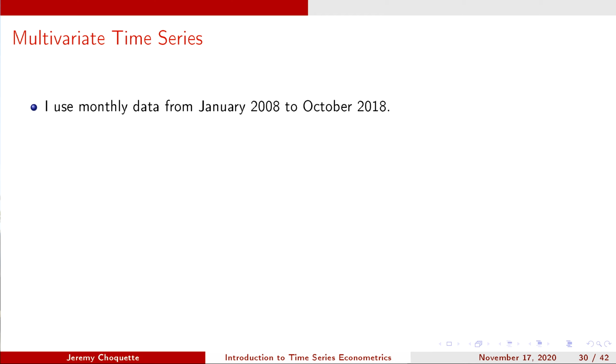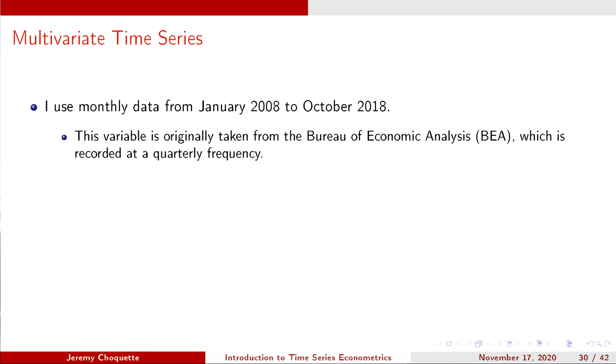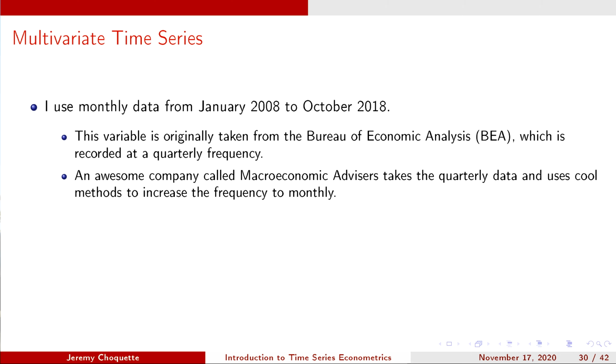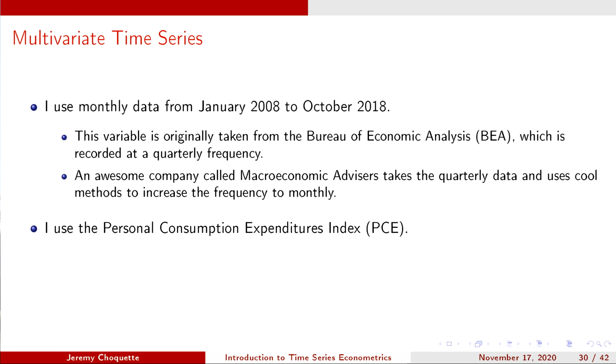So I'm just going to estimate a VAR using some monthly data from January 2008 to October 2018. And I get these variables from the Bureau of Economic Analysis, BEA, which is recorded at a quarterly frequency. There's also an awesome company called Macroeconomic Advisors. They take quarterly data and they use cool methods to increase the frequency up to monthly. So where I initially had quarterly data, thanks to Macro Advisors, I can actually use monthly data, which gives me more data to play with, right? I have more degrees of freedom for those of you that have had econometrics.